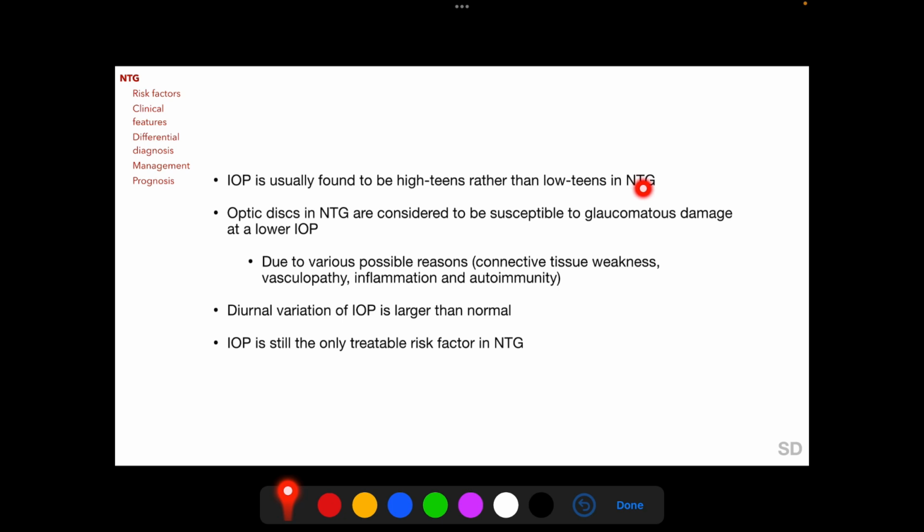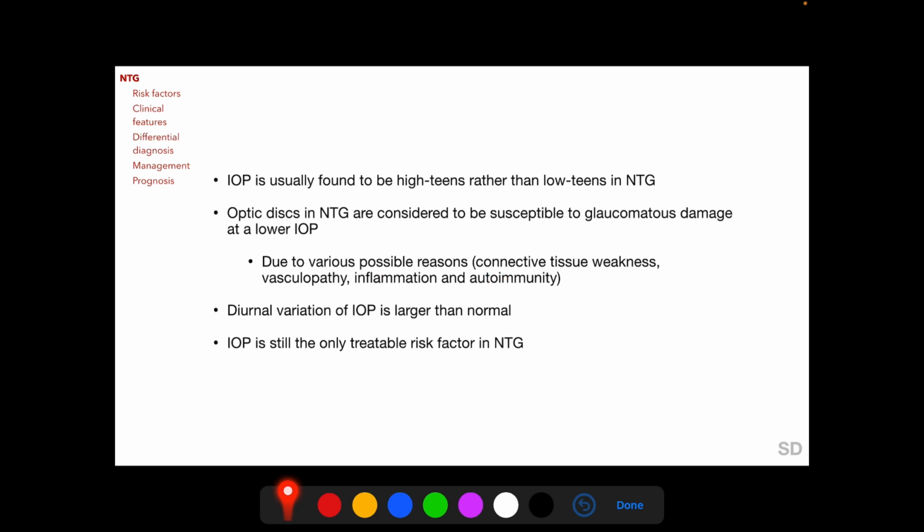In normal tension glaucoma, intraocular pressure is usually found to be in the high teens, that is more than 15 millimeters of mercury, rather than in the low teens, that is less than 15 millimeters of mercury. And pathogenetically, optic discs in normal tension glaucoma are considered to be susceptible to glaucomatous damage at a lower intraocular pressure, and this susceptibility can be due to various reasons such as connective tissue weaknesses, vasculopathy, inflammation and autoimmunity.